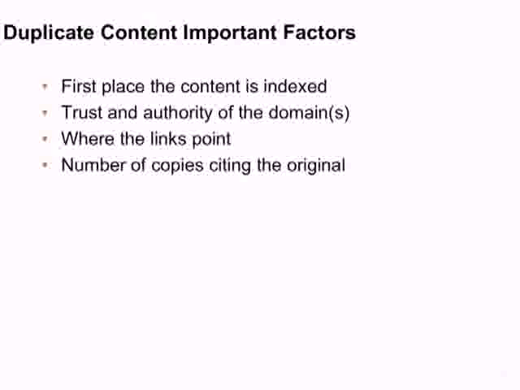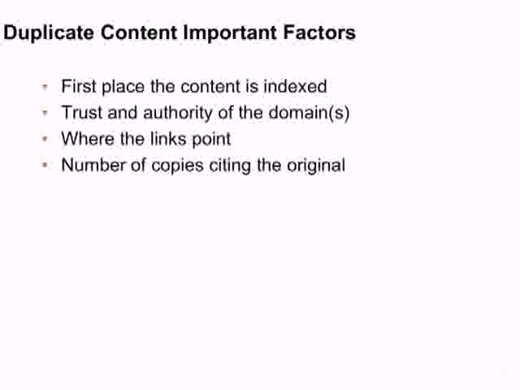Where the links point, if it's published in both places and more people link to one of the documents than the other, and the number of copies citing the original, these two factors are going to have a large influence on which piece of content and which page outranks the other one as well. So these are examples of the factors that will impact which page will be superior really in terms of where that content is indexed.